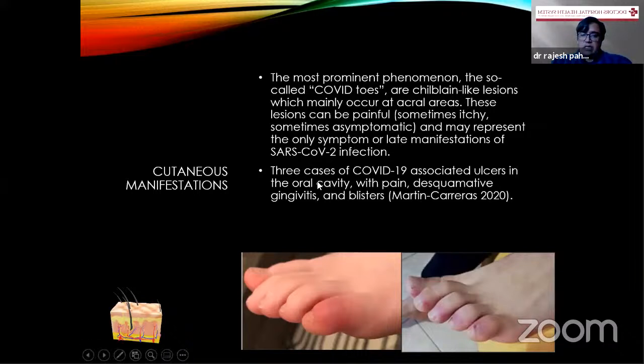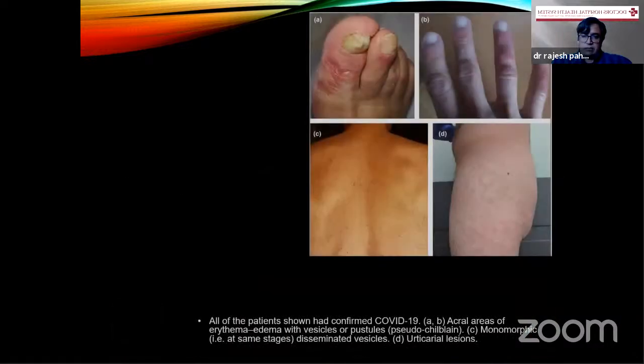And there are 3 cases of COVID-19 described in this study by Martín, where they described ulcers in the oral cavity with pain, desquamative gingivitis, and blisters. This is again a picture showing different skin manifestations.